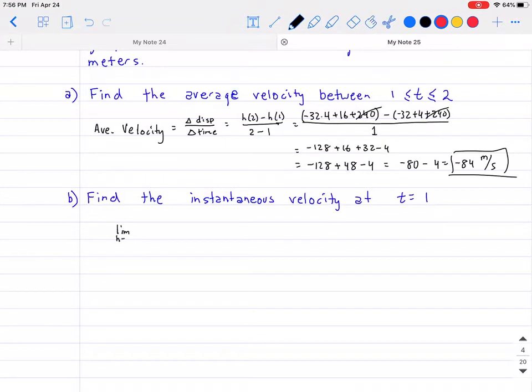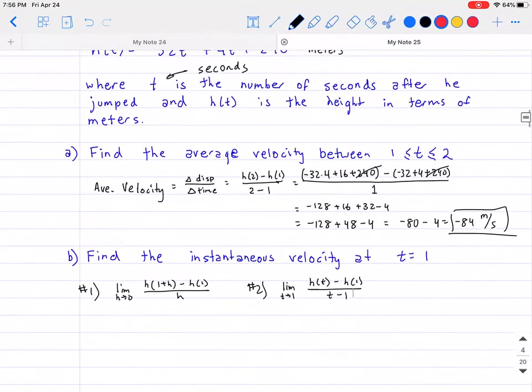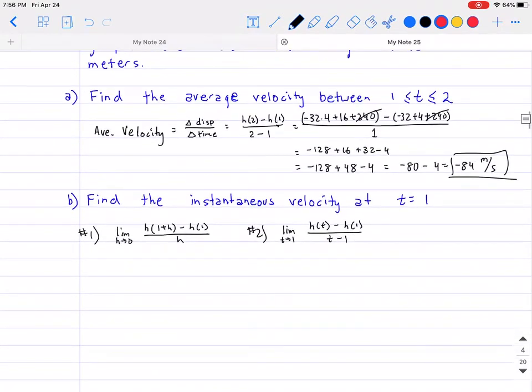Okay, so then here we go. Limit as h approaches 0 of h of 1 plus h minus h of 1, all divided by h. Okay, so we can either use this method or we can use the other method. Limit as t approaches 1 of h of t minus h of 1, all divided by t minus 1. So we can use method number 1 or method number 2. And since we used method number 1 earlier, why don't we just go ahead and use method number 2 in this case, just to get a different variation.